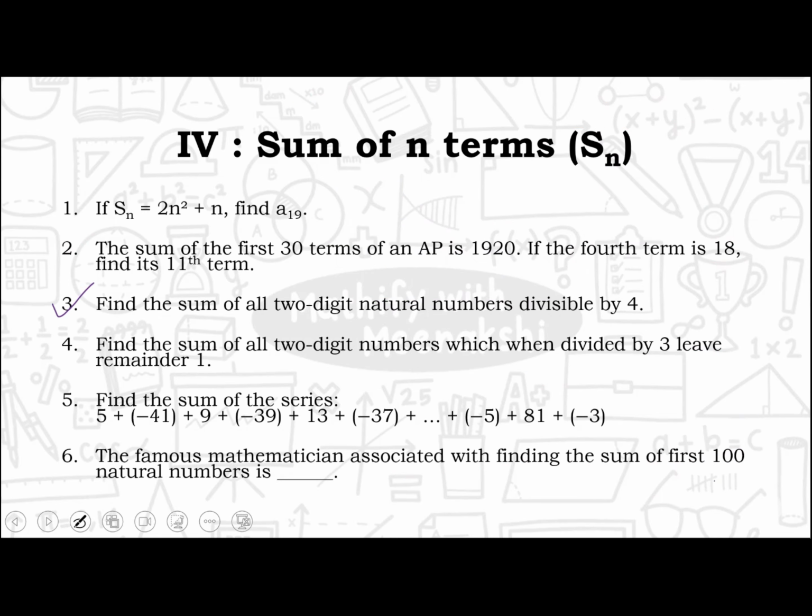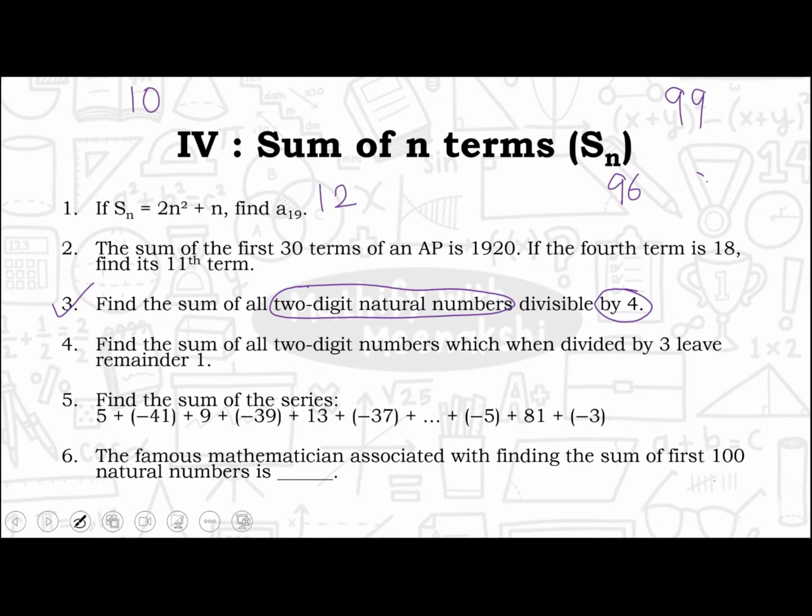Find the sum of all two-digit natural numbers divisible by 4. Now you know that two-digit numbers are from 10 to 99, but we have to see the numbers divisible by 4. Now we know 10 is not divisible by 4, 11 is not divisible by 4. So the first number that is divisible by 4 is 12. What about the last number? In this case, you know that the last is 96 because it's very easy for you.